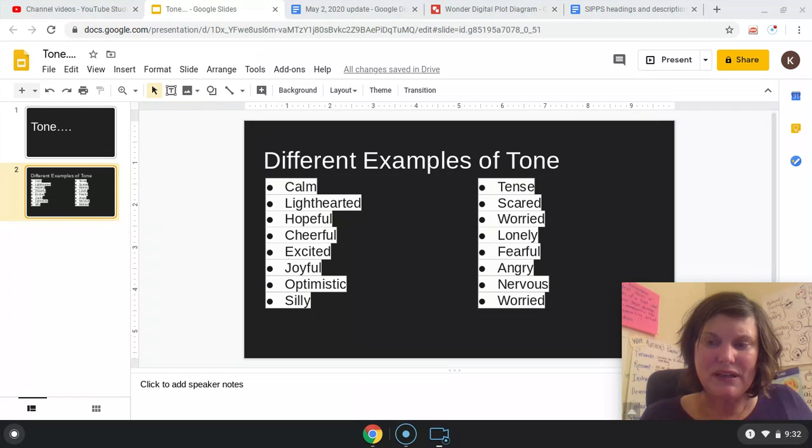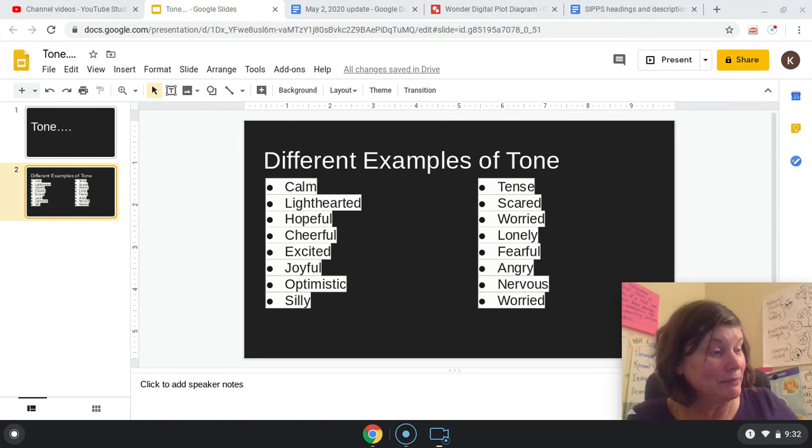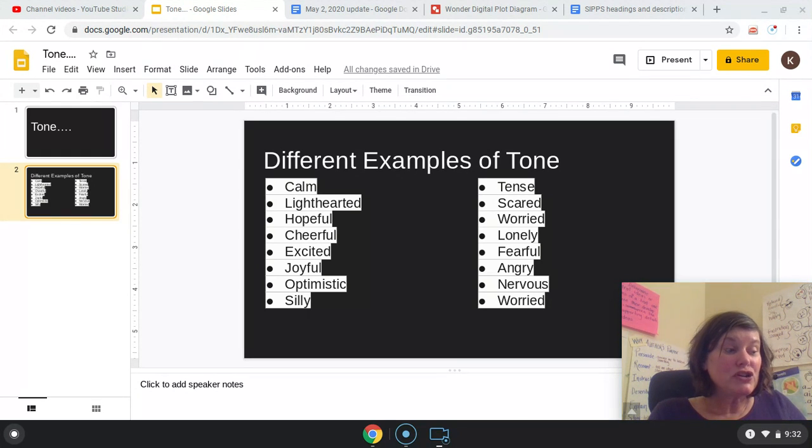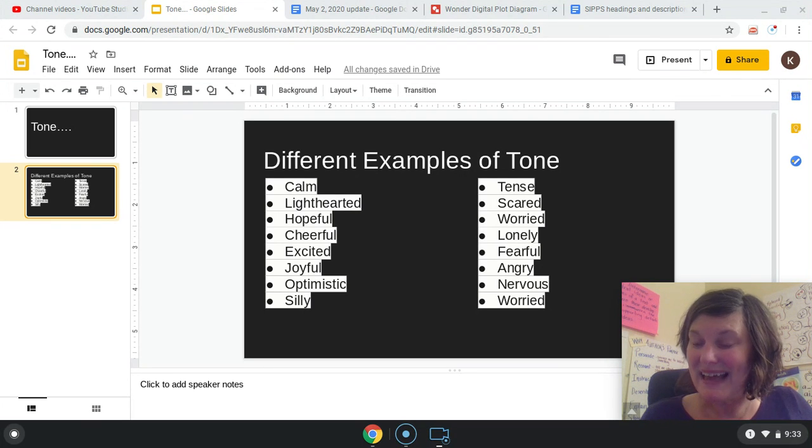So that really does give me a clue about how the author feels about what's happening in the beginning of the story. And the author used expressions such as pretty much totally and completely petrified. So some of the things that are being said help us to see what the author's tone is.